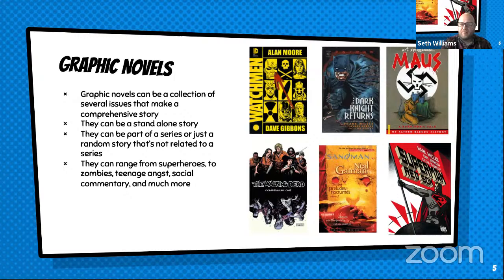This one is called Superman Red Son, and I actually have this one too. It's basically a what if story. What if Superman had been raised in Soviet communist Russia as opposed to America? So it was a very interesting take on Superman. But again, they could be a standalone story. They can be part of a series, or they could just be a random story that's not related to any series. They could range from superheroes, zombies, obviously with Walking Dead, teenage angst.